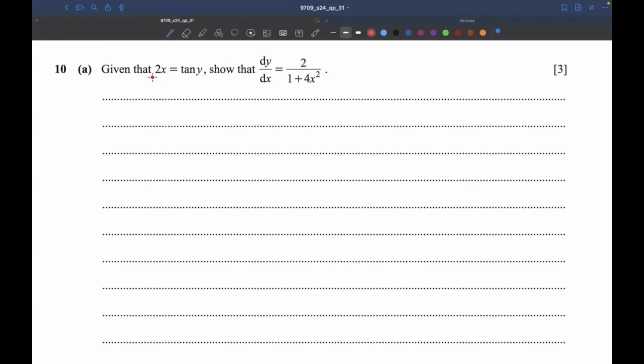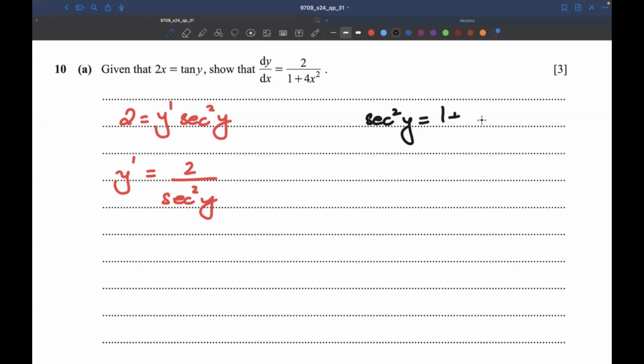We know that the derivative of 2x with respect to x will be 2, and the derivative of tan is sec squared. So we get sec squared of y times y dash, which is basically dy by dx. So y dash will be equal to 2 upon sec squared of y. Now we know the identity, which is sec squared of y is equal to 1 plus tan squared of y.